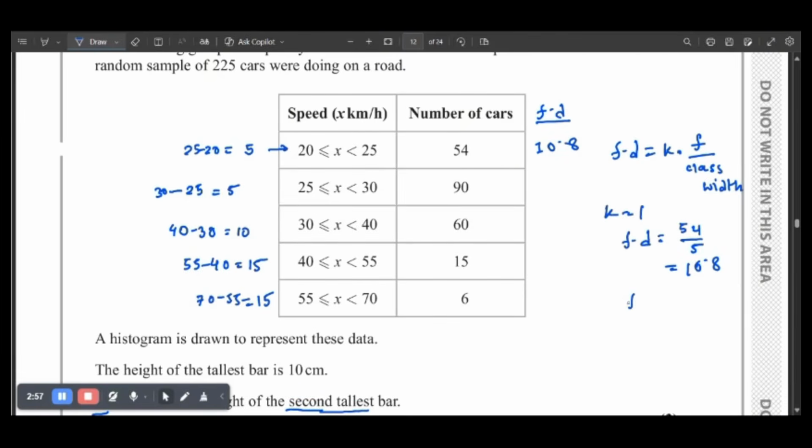For the next one, the frequency is 90 and the class width is 5. This gives us 18, which is the frequency density of our second class. For our third class, we have a frequency density of 60 divided by the class width of 10. This gives us 6. In the same way, if we calculate for the last two classes, we find that the frequency density of the fourth is 1 and the frequency density of the last one is 0.4.